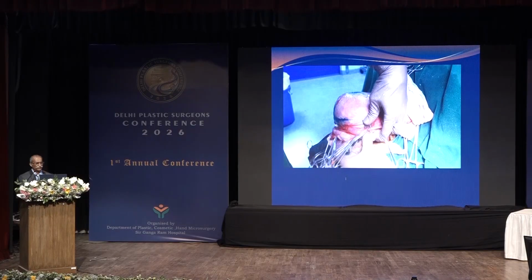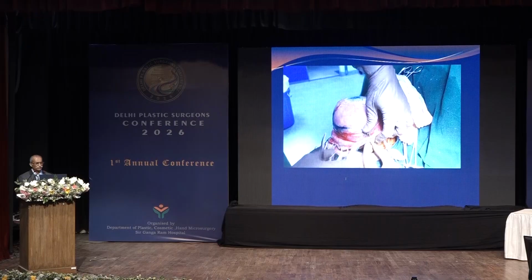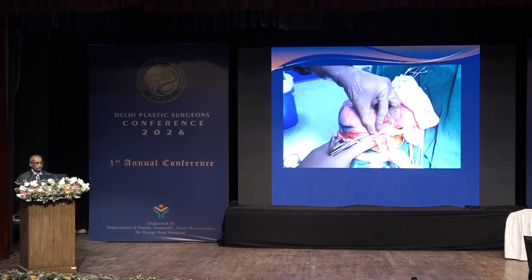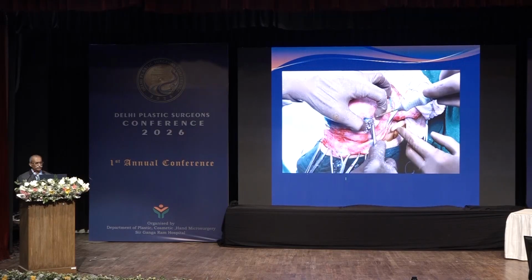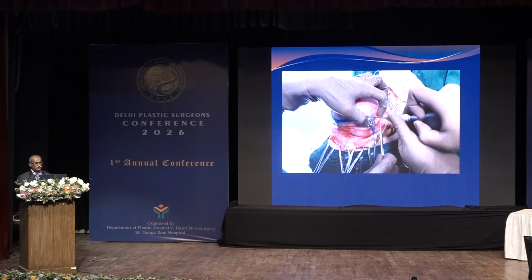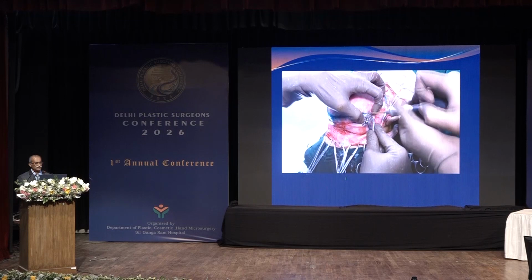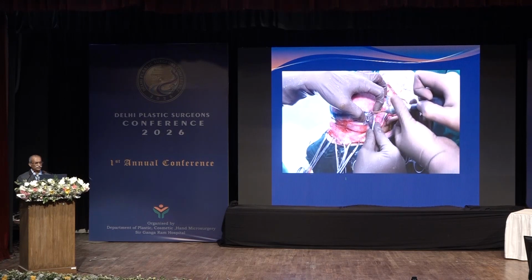So that is the activating screw which is brought out. And the distractor is placed in front of the craniotomy line with the help of plates and screws. This is how the distractor is placed across the osteotomy line.